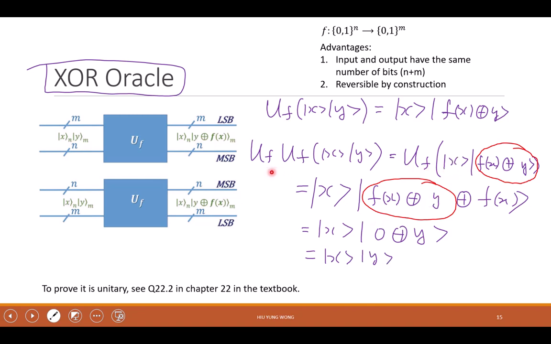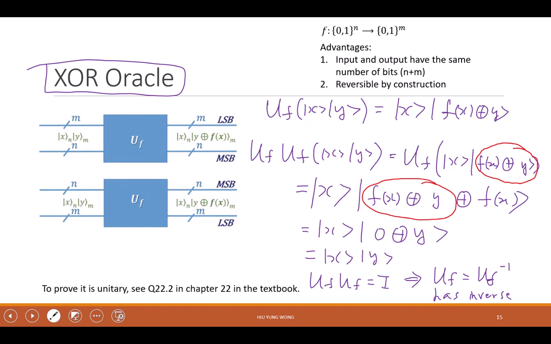So what I'm trying to say is that if you apply it two times, it becomes itself again for this quantum oracle, right? Then uf equals identity. Because you apply two times and get yourself, this gate is just equal to identity. Then it means uf equals uf inverse. So it has an inverse. This proves that if you construct a quantum oracle in this way, the quantum oracle is reversible. And you can look at the textbook, it's also unitary. That's why this is a good quantum gate, and that's why people usually use quantum oracles, okay?